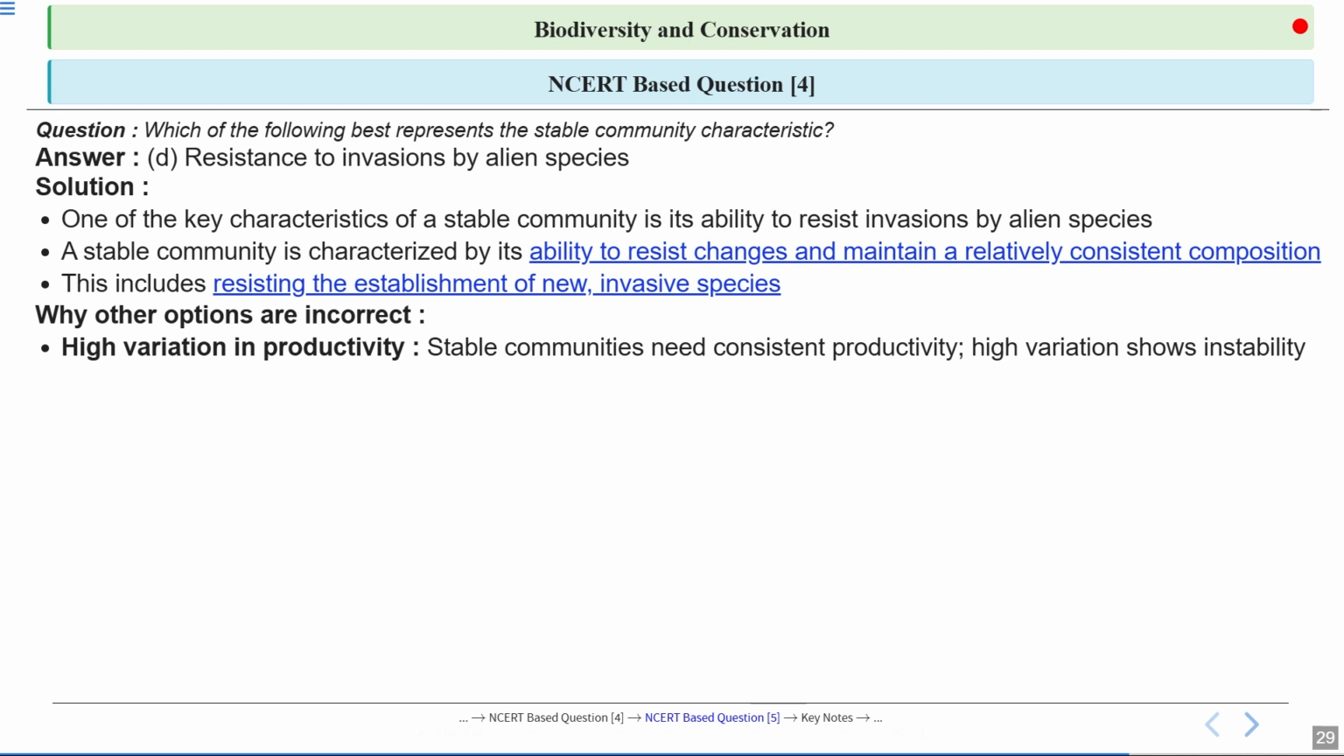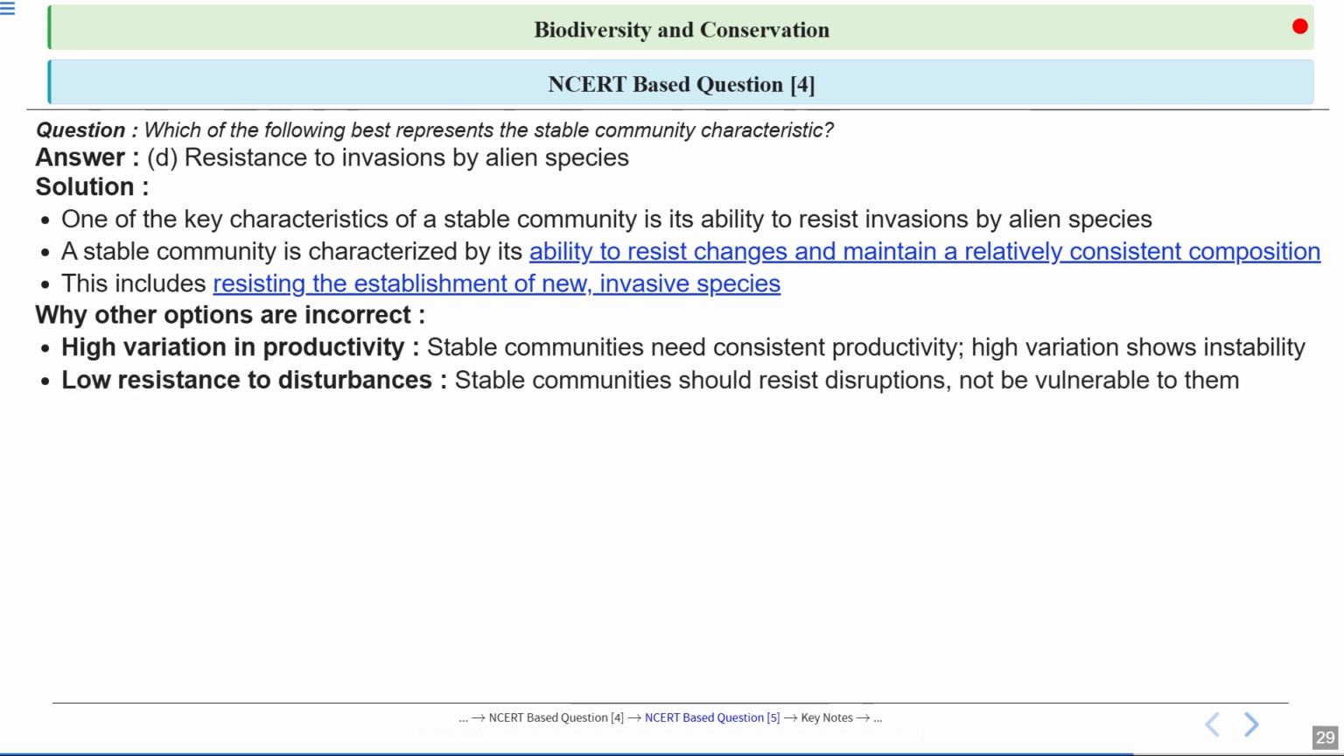But this is not the correct answer. High variation in productivity: in stable environments, there is no high variation in productivity. Then low resistance to disturbances. Stable communities should resist disruptions, not be vulnerable to them. That's why this option is incorrect.